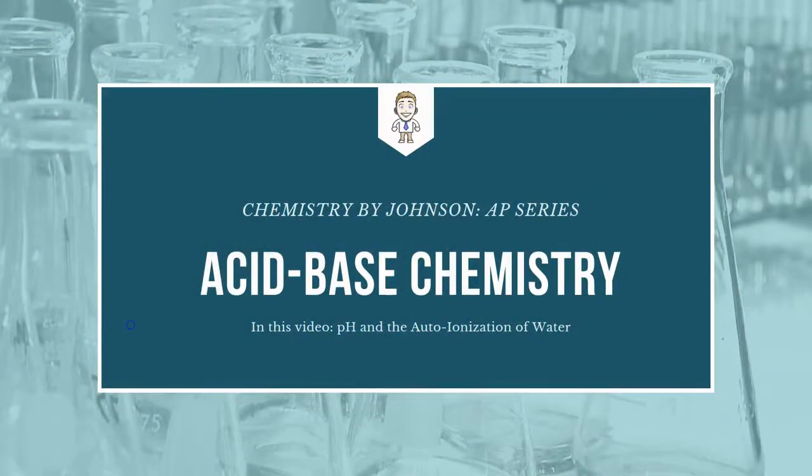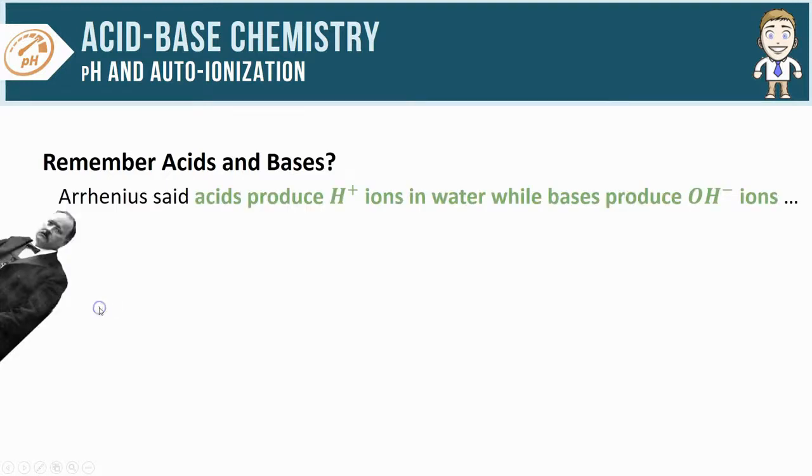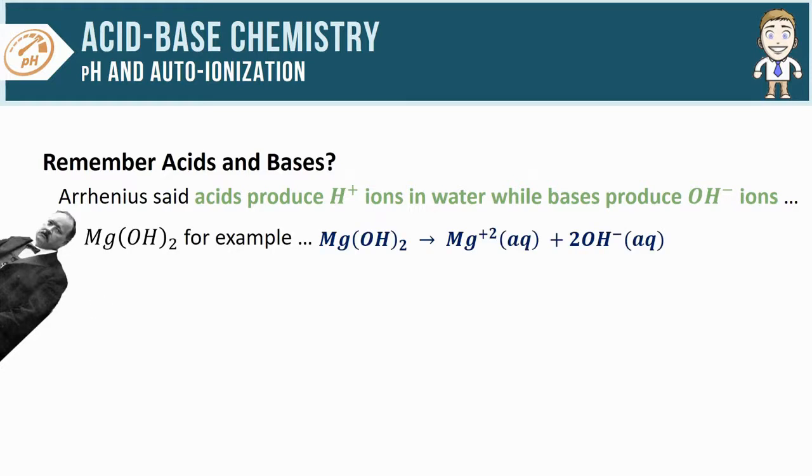Hey everybody, in this AP Chem series video, we're going to take a look at pH and something called the auto-ionization of water. Remember that we've already seen some stuff with acids and bases, like the definition given by Arrhenius, which says that acids produce H plus ions in water while bases produce hydroxide ions, like this Mg(OH)2. That's a good example of an Arrhenius base.